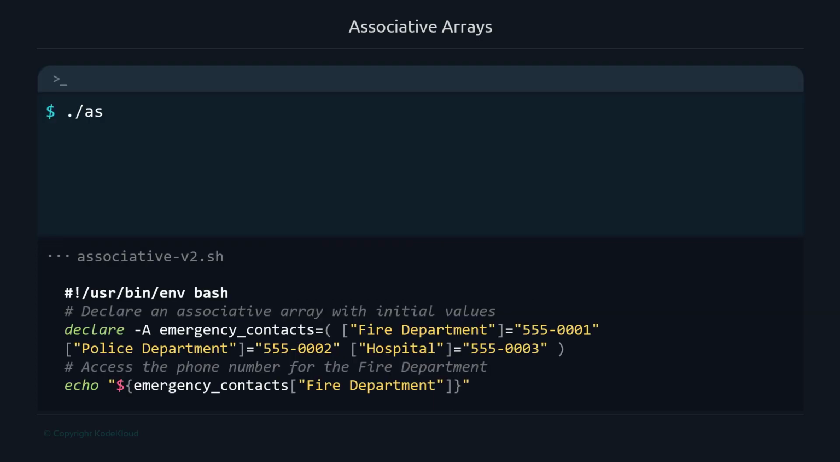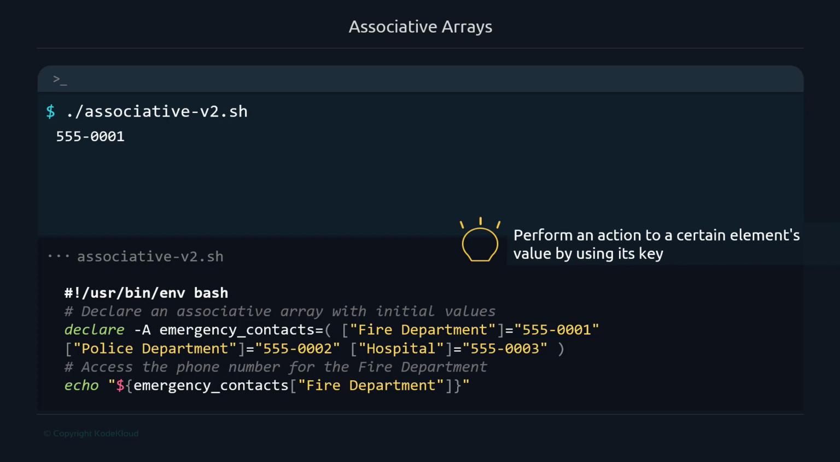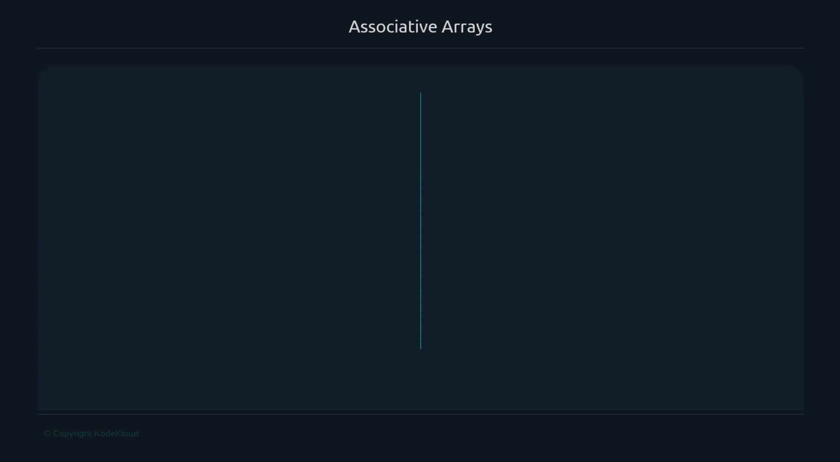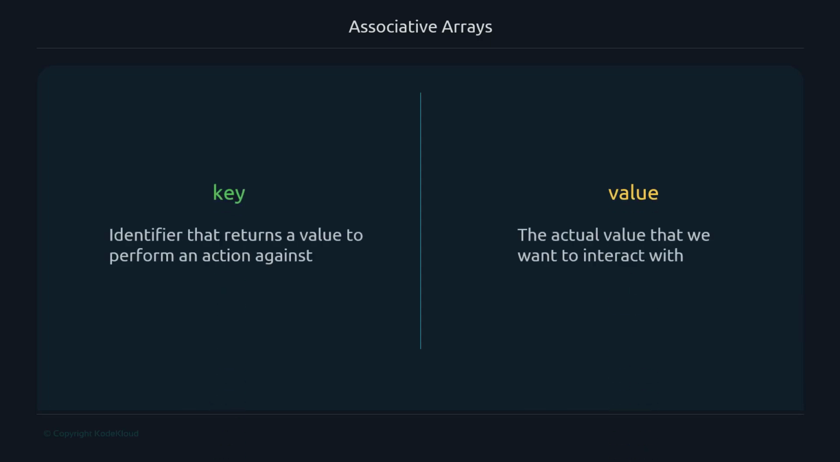Observe how when running the script, just the phone number of the fire department gets returned, as we are doing an echo to the array name, placing the key fire department inside the square brackets. This is ideal in many situations where we want to perform an action to a certain element's value that we want to retrieve using its key. So let's define this associative arrays concept using what is known as a key-value pair format. To wrap your head around this concept, think of the key as the element that you want to bring, and the value as the element you want to perform an action against.